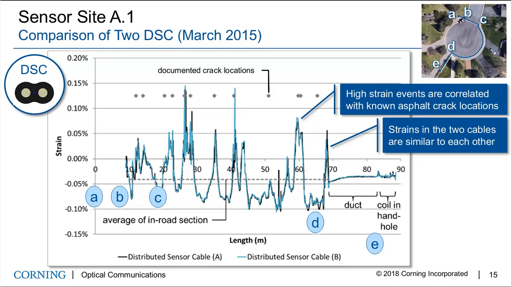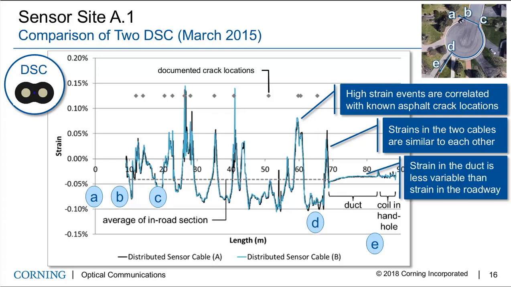Second thing we can note is that the strain in the 2 cables are very similar to each other. Cable A is black, the black data trace, and cable B is the blue data trace. And these overlap almost exactly. The last thing to note is that the strain in the duct in that region between D and E is much less variable than the strain in the roadway.